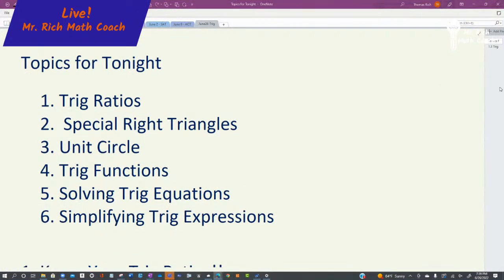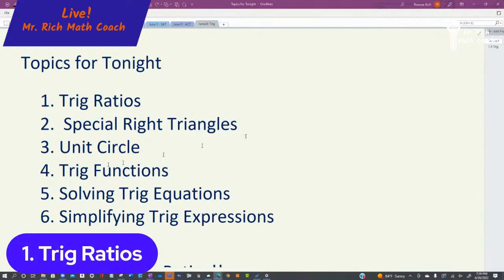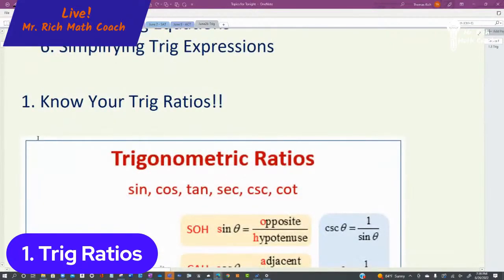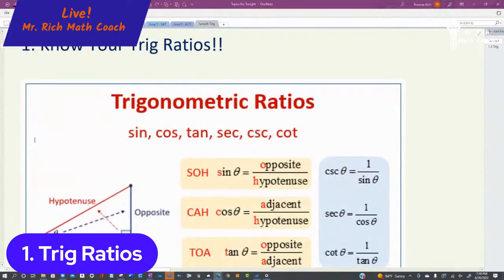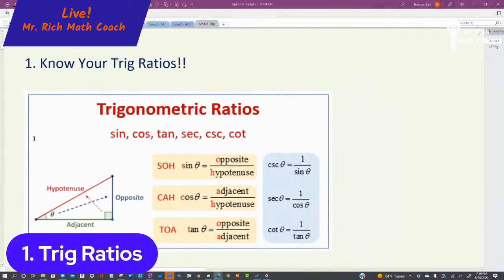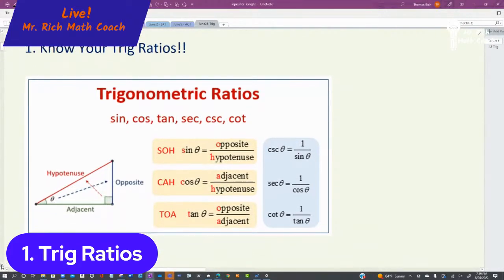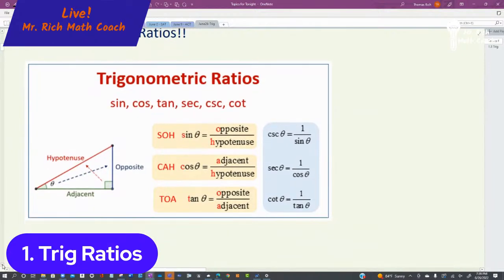So let's do it this way. The very first thing that I want to talk about is trig ratios. You need to go into your AP Calc class knowing your trig ratios. And really, there's almost no way you can get through pre-calculus without knowing these basics.